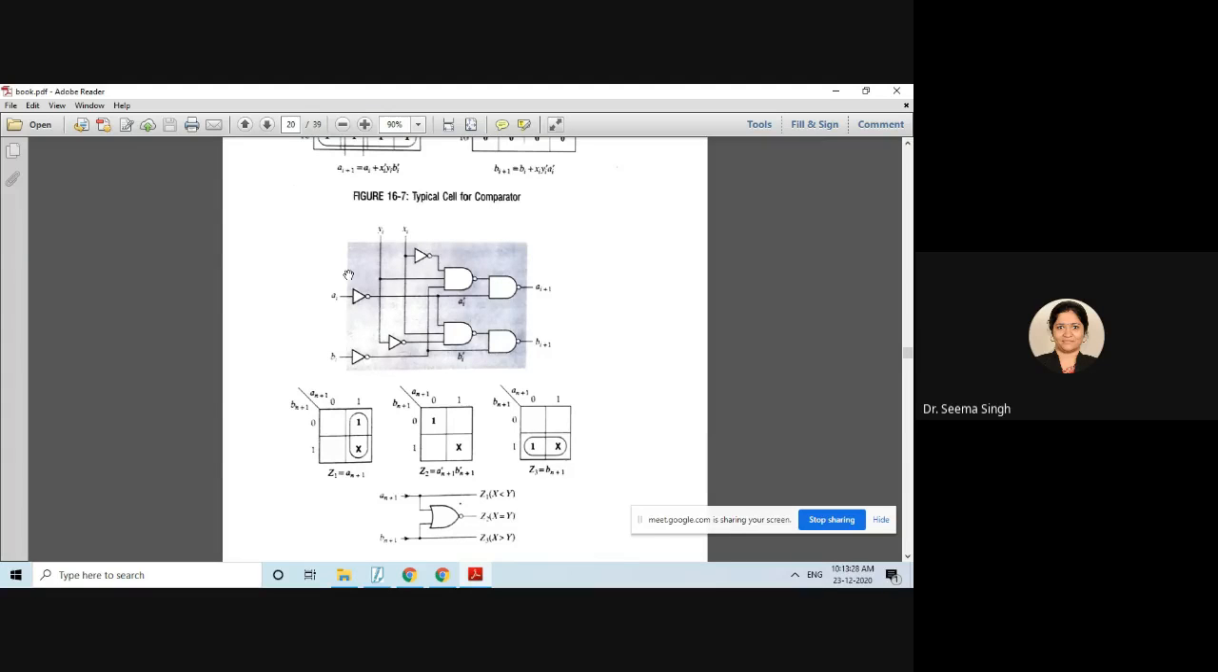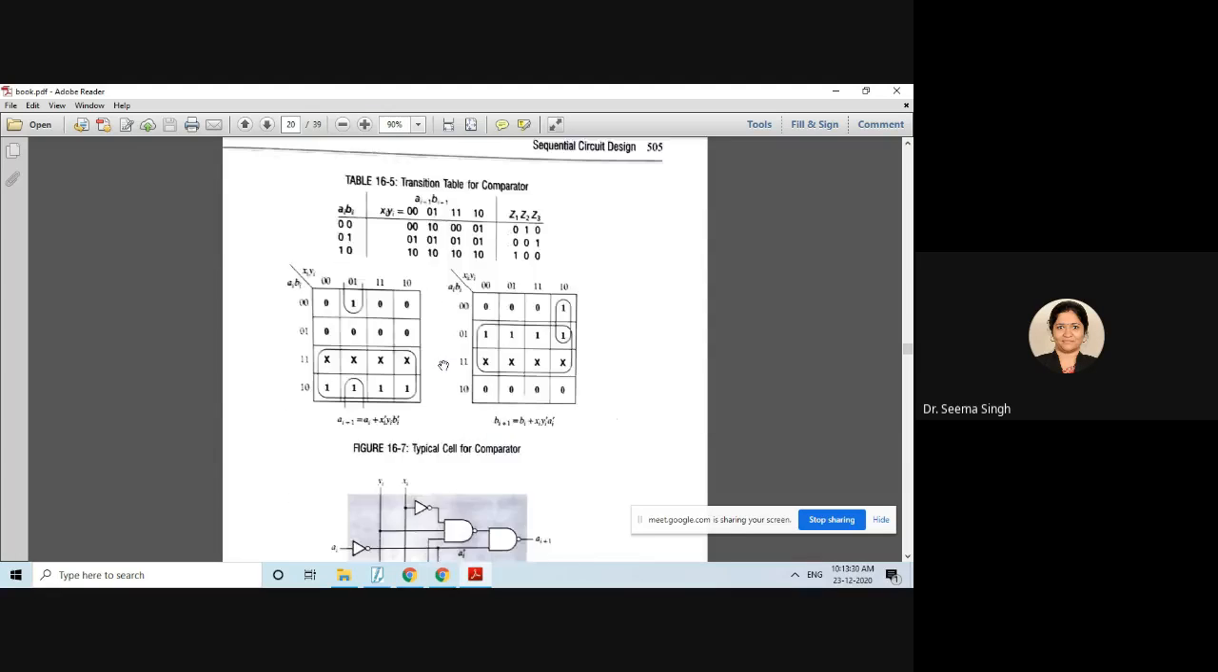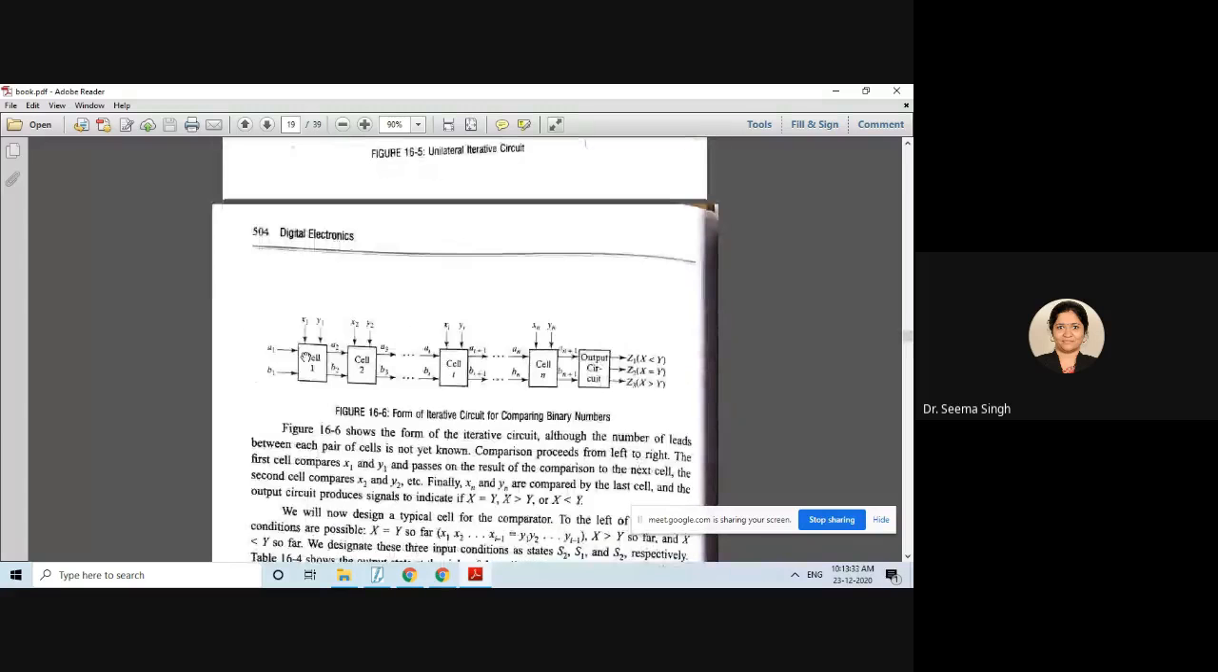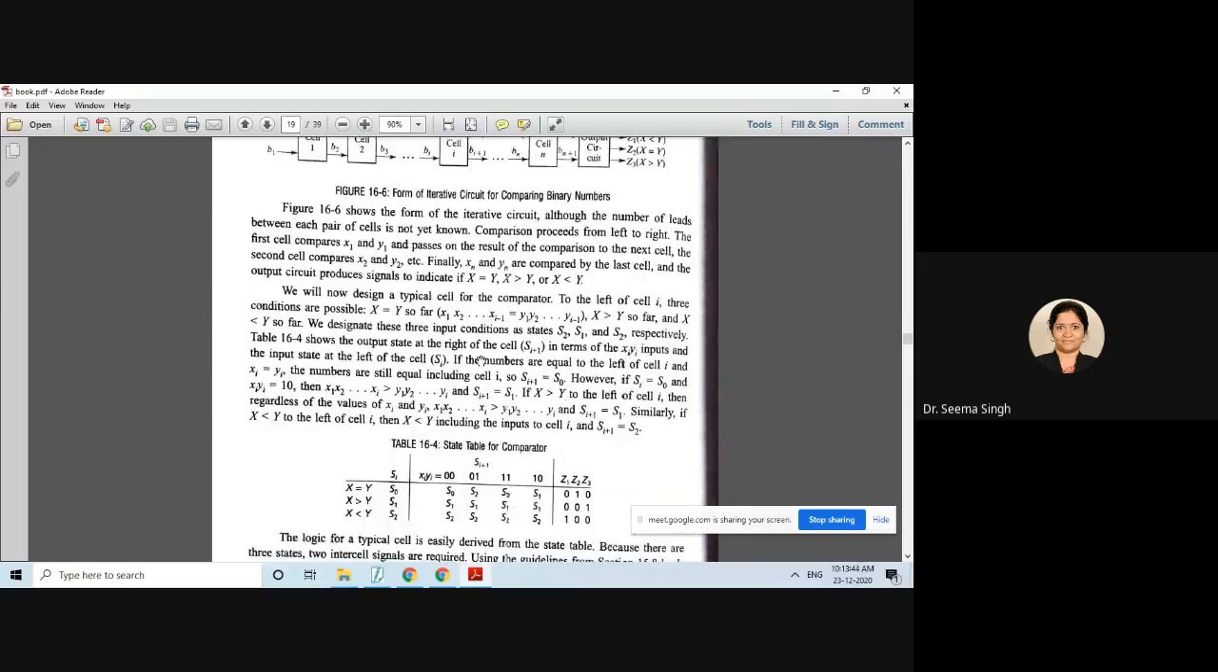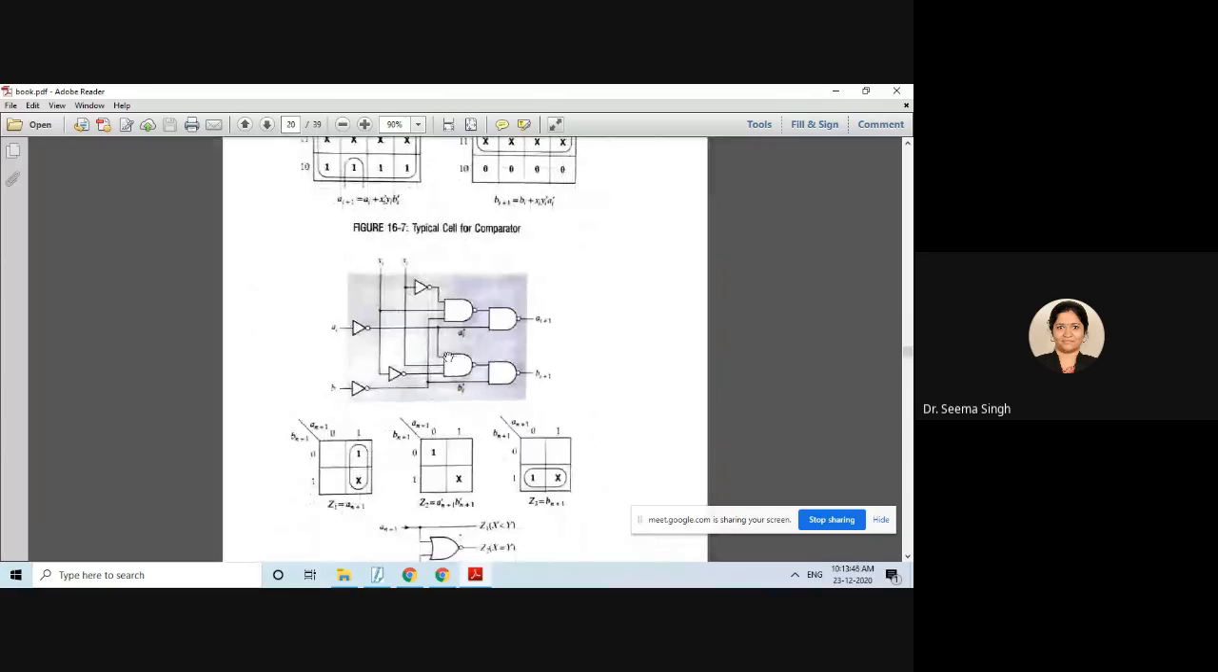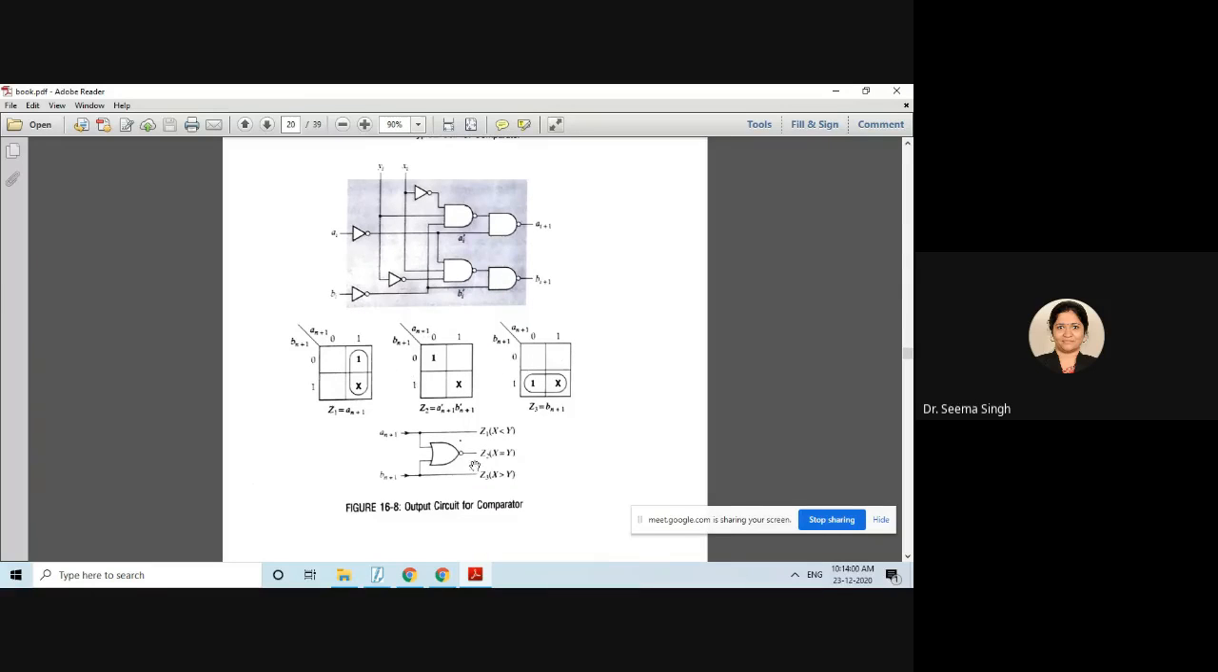What you see in this box is your cell design, where your Ai and Bi are your present state, Xi and Yi are your present input, and the cell will decide your next state, that is Ai+1 and Bi+1. So you can see here that is your one cell. So these cells will be connected iteratively n number of times. After that, the next job for you to decide is your output circuit. Now the output circuit is done like this.